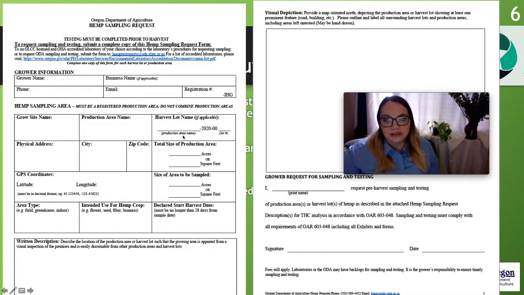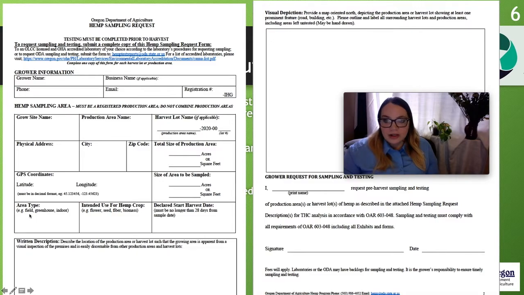If you read 603-048, this is really explained in there about how to designate a harvest lot, and it really needs to be specific. A lot of the test reports I see are just a lot of made-up names, which make it really hard for me to figure out which field the test report is for. Also, something I've listed is the total size of the production area and then the size of the area to be sampled. This is important for me to understand if someone had all of their production area tested or a portion of it. As well, the area type, intended use for the hemp crop, and then the declared harvest date.